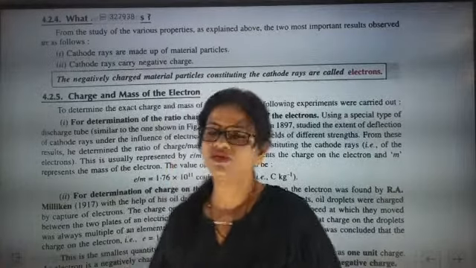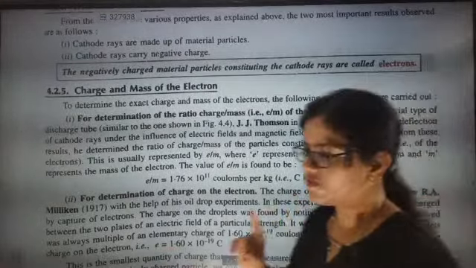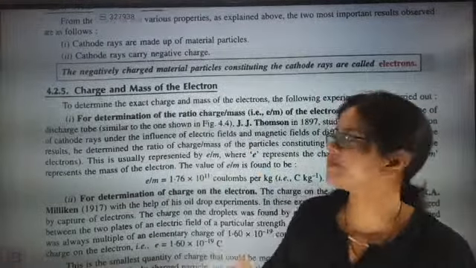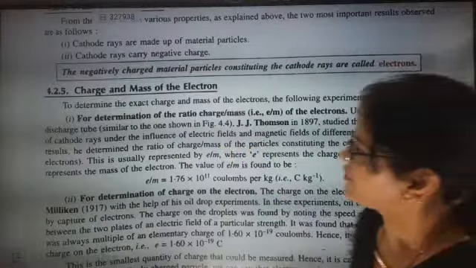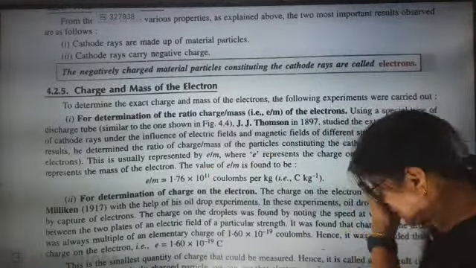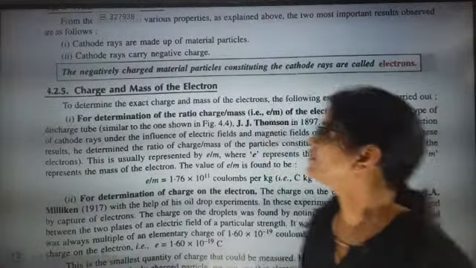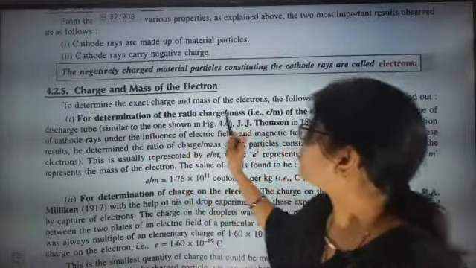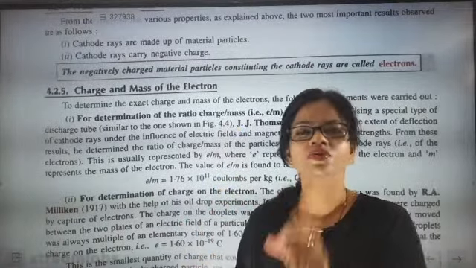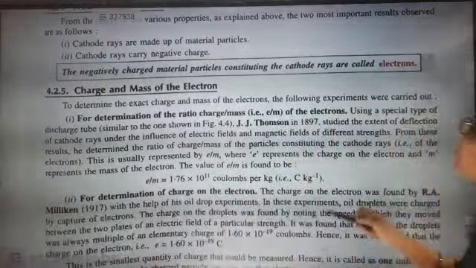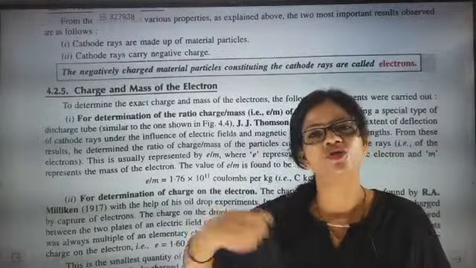Okay. So now charge by mass. So charge and mass of an electron. This is a very, very important thing we are discussing today. Now, charge by mass, how has it been derived? For the determination of the ratio charge by mass, how to derive charge by mass? Charge by mass of whom? Charge by mass of the electron.